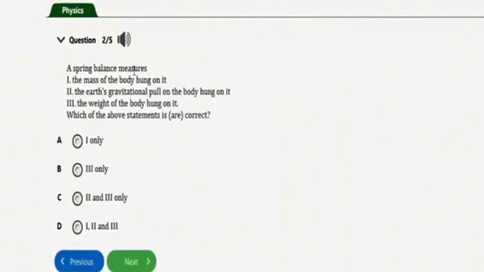It says a spring balance measures I, the mass of a body hung on it, II, the Earth's gravitational pull on the body hung on it, III, the weight of the body hung on it. So the correct option to this question will be II and III. So the spring balance can be used to measure the weight of a body hung on it, and also the Earth's gravitational pull on the body hung on it. So the correct option is option C. So let's go to the next question.